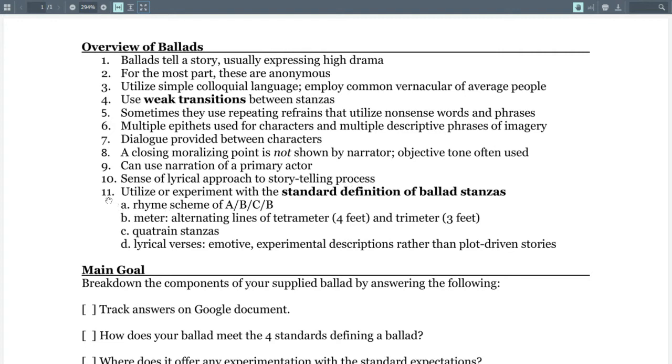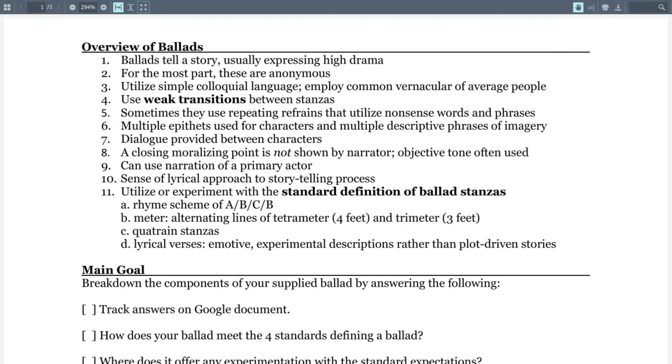Okay. Now, finally, as far as number 11 is concerned, there is a standard definition of ballad stanzas. Typically, not all ballads will fit this definition. I want to be clear. This is not an expectation or a defining list of qualities that make a ballad a ballad. But these are guidelines of possibilities that the ballads can come close to.